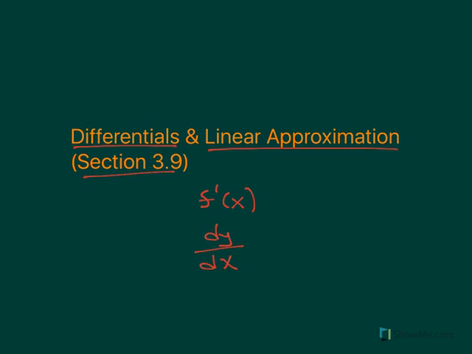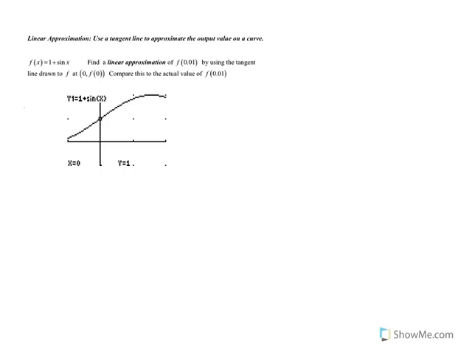Let's go ahead and look at the first example. This one is what they call linear approximation. We're going to be using a straight line to represent a curve, and we're going to use the straight line to approximate the output on the curve. If we choose a point of tangency on the curve, let's say right here, and draw in the tangent line, as long as we stay relatively close, the outputs on the tangent line are going to be very close to the outputs on the curve.